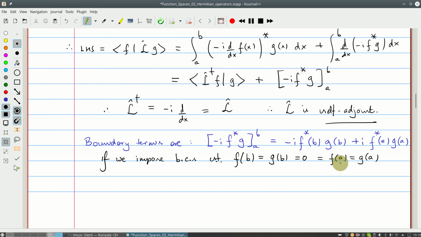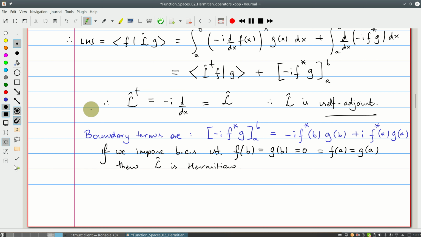Now, if that does happen, then what you're saying here is that the eigenstates of the momentum operator are zero at the boundaries, under these conditions. So then, L is Hermitian. But is this the only kind of boundary condition under which L is Hermitian? This is one of the things we need to think about here. Let me pause this.